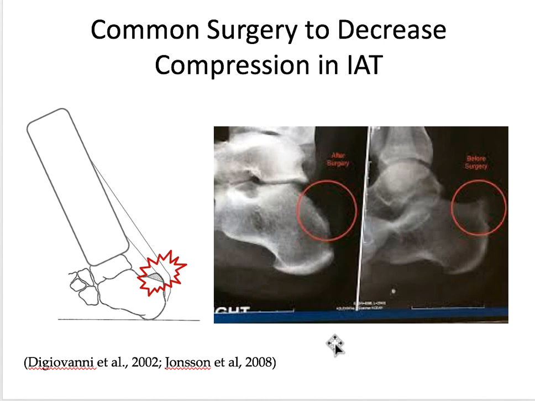And then finally, a significant number of individuals with insertional Achilles tendinopathy require surgery. Approximately half of them go on to surgery, and this would be what the surgery would look like. You can tell it's clearly focused on relieving the compression that's occurring between the tendon and the posterior calcaneus. Here's the pre-surgical bony anatomy, and here's the post-surgical bony anatomy, and you can see that the Haglund deformity, or the prominence on the posterior aspect of the calcaneus, has been removed.